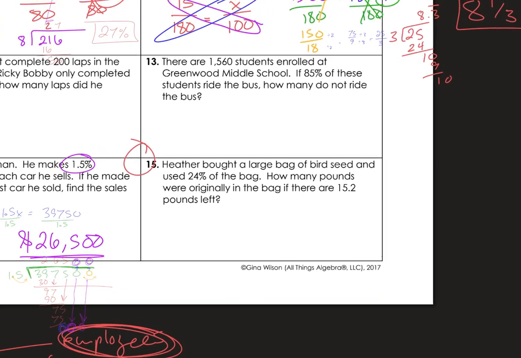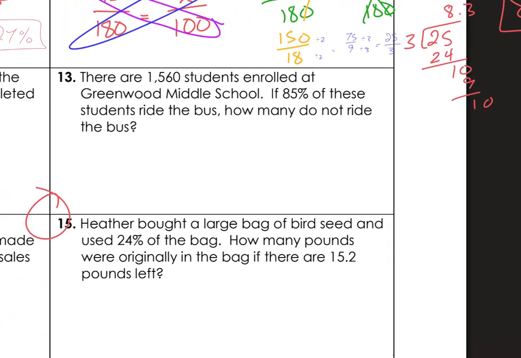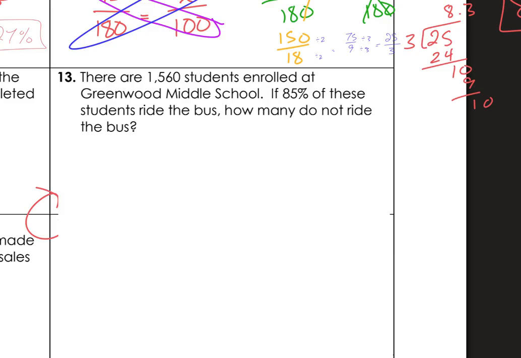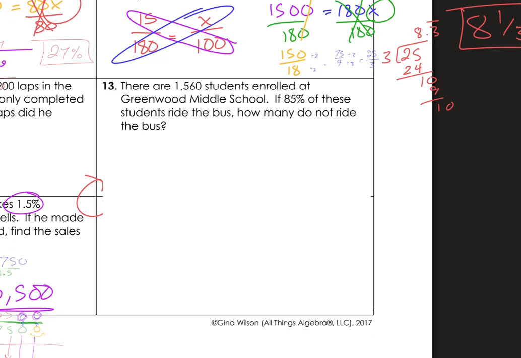So now I said, let's do 13, where I said I have a fun way of doing it. So here's what's going to happen. There are 1,560 students enrolled at Greenwood Middle School. If 85% of these students ride the bus, how many do not ride the bus? Well, let's see. Told you we could do that. We got an 85%. That's nice. I'll bet that's the entire middle school and not just part of it, right? I mean, let's be honest, that's a big number. And if it was only part of it, holy cow. So we don't know the part that they're talking about.